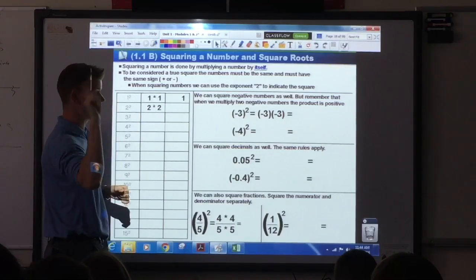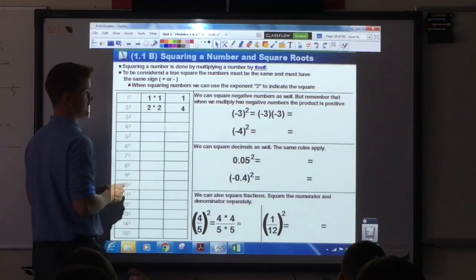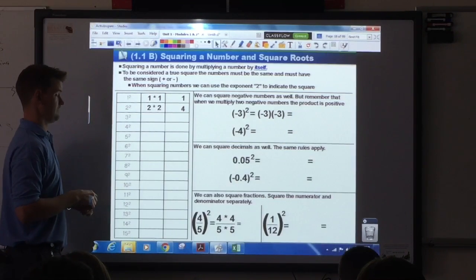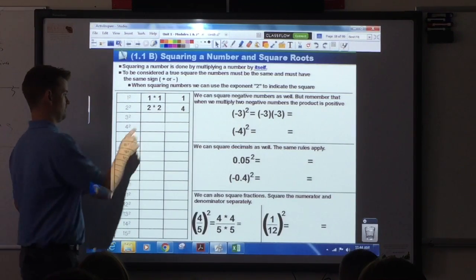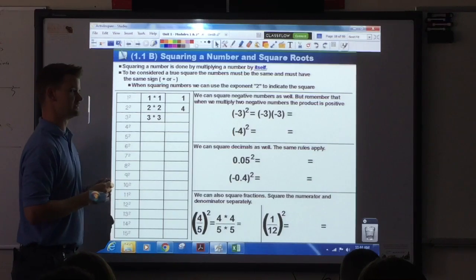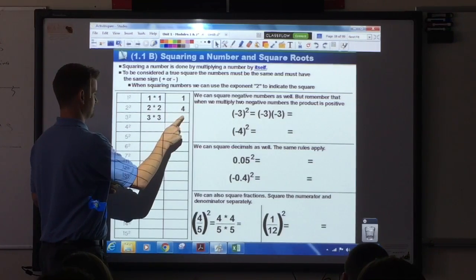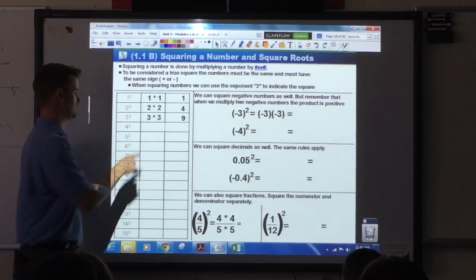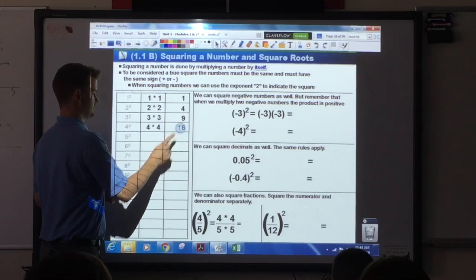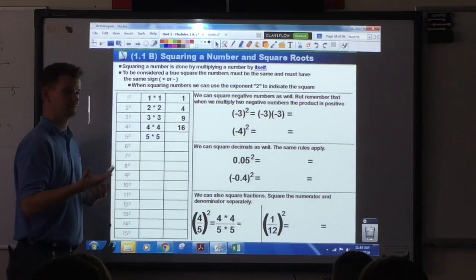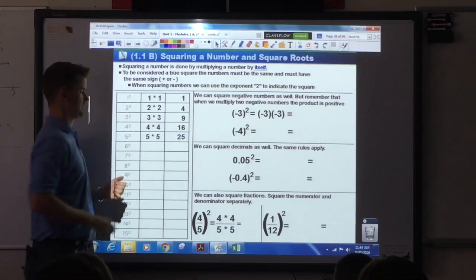So 2 times 2 gives me 4. And you need to know all these, so I would take a little bit of time to memorize these later on because you need to know all of them. 3 times 3 is? 9. Now 3 plus 3, 3 times 3. 4 times 4 is? 16. 5 times 5 is? 25. I'll give you guys a second to catch up.